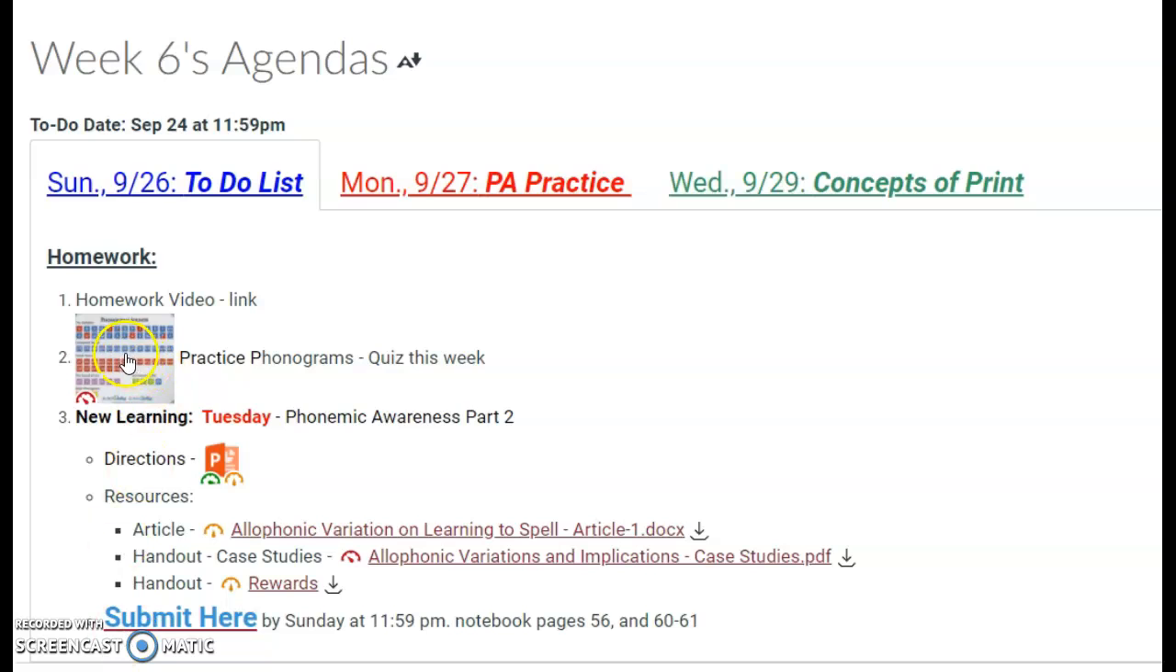So the first one is practice your phonograms. We'll have a quiz this week on the consonant teams, the digraphs and trigraphs. Okay, when you finish that, then open up this PowerPoint for directions.